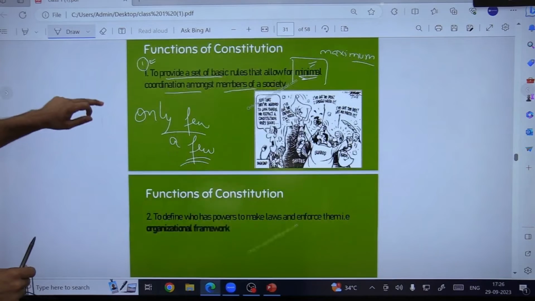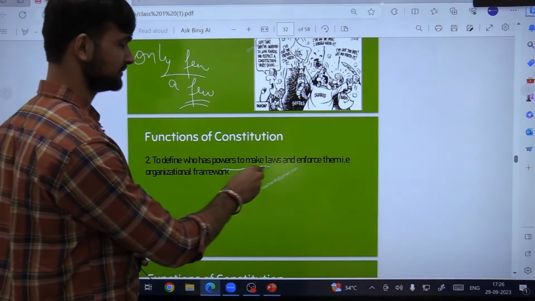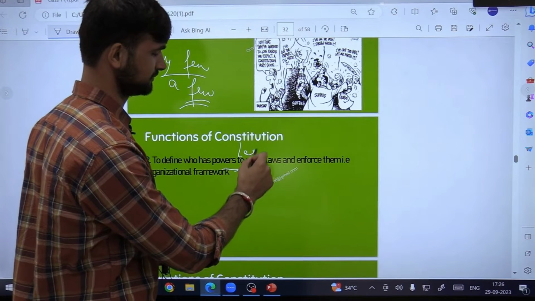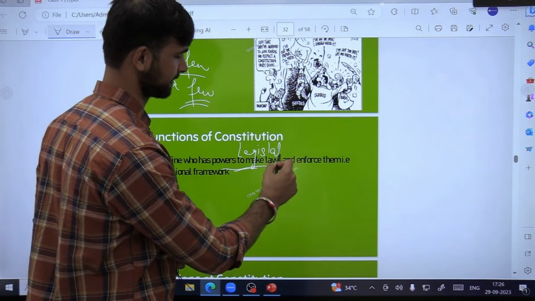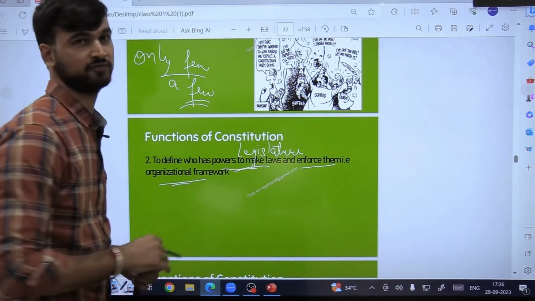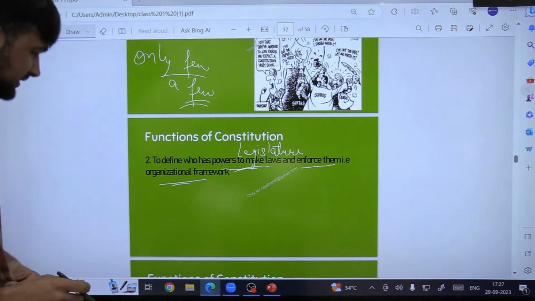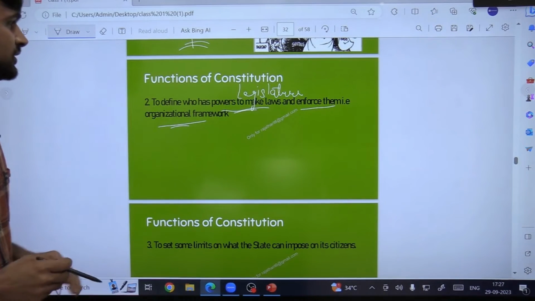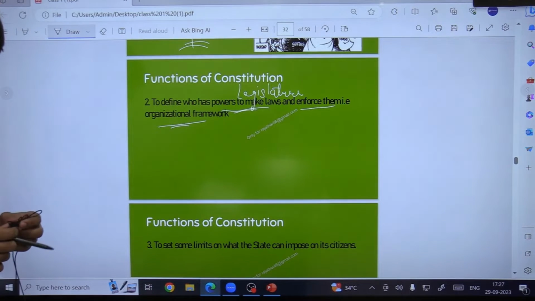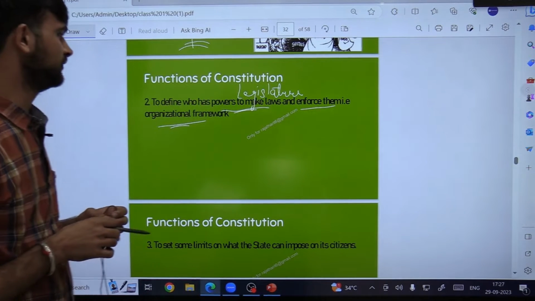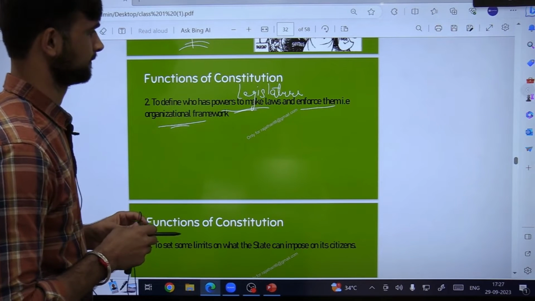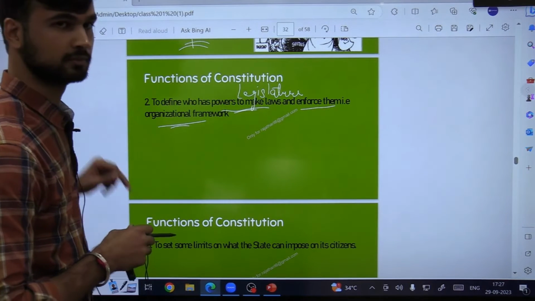Second function of the constitution is to define who has the power to make laws. Who has the power to make laws in India? The legislature. And enforce them. That is the organizational framework. That is what we had recently discussed, the three organs of the state, the organizational framework. To define who has powers to make laws and enforce them. That is the executive. Okay.